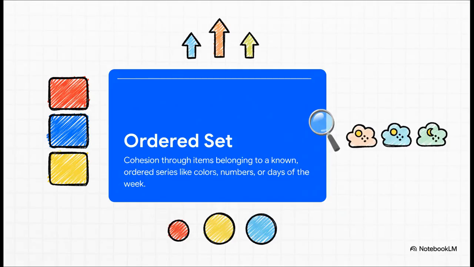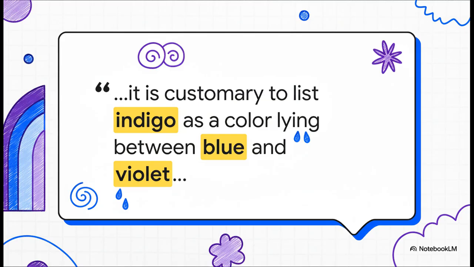So, one easy type of collocation to spot is what we call an ordered set. This is basically any group of words that belong to a series we've all learned, like the days of the week, numbers, or the months of the year. If you see a few of these in a text, they're automatically creating cohesion. So in this sentence, we've got indigo, blue, and violet. What do they have in common? They're all colors. Just by putting them near each other, the writer creates a link based on something we all know, the set of colors.